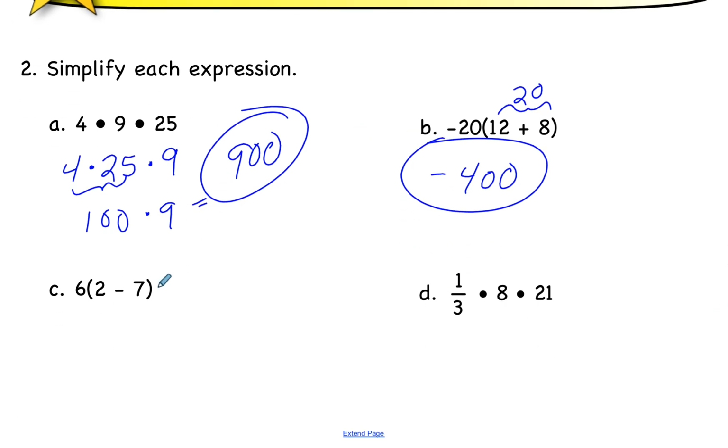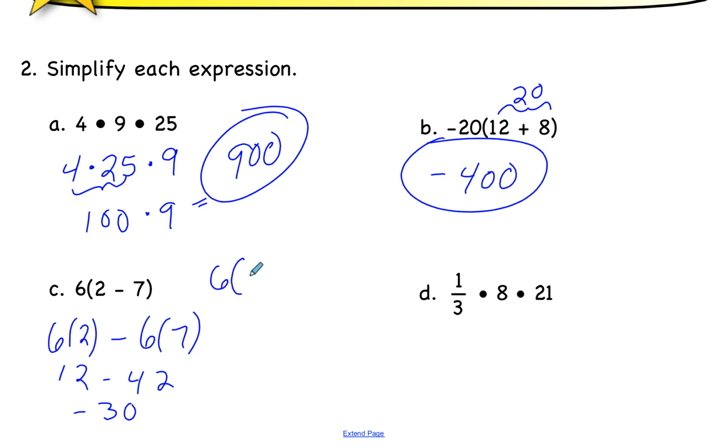Letter C. 6 times (2 minus 7). This one could go either way. I think I would still do what's in the parentheses first. If you were using your properties, I'll do it both ways. I'll just show you. 6 times 2 minus 6 times 7, right? Well, this is 12 minus 42. And let's see, 42 minus 12, because they're opposite signs, gives us 30, but it must be negative. Now this one you could also do as 6 times (2 minus 7), which is 6 times negative 5. Probably a lot easier this way, right? Negative 30. Doesn't matter which way you do it.